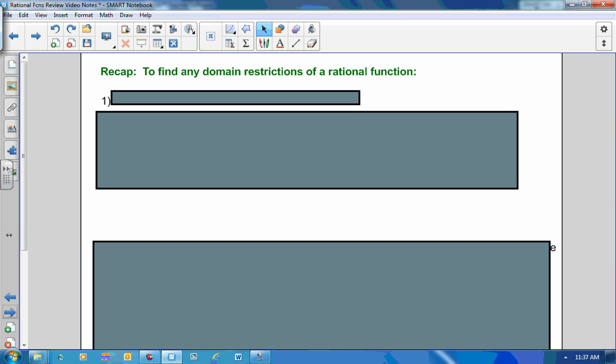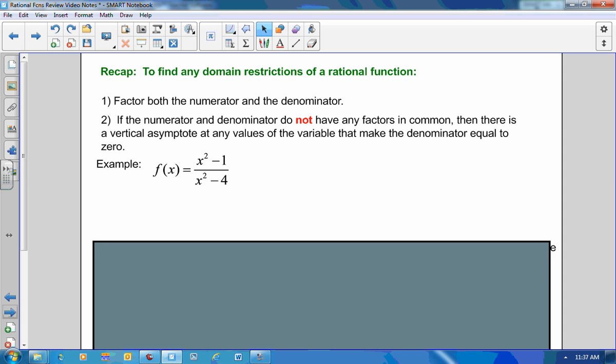Recap. Define any domain restrictions of a rational function. Factor both the numerator and the denominator, in case there are any factors in common that will be removable. If the numerator and denominator do not have any factors in common, then there is a vertical asymptote at any values of the variable that make the denominator equal to 0.